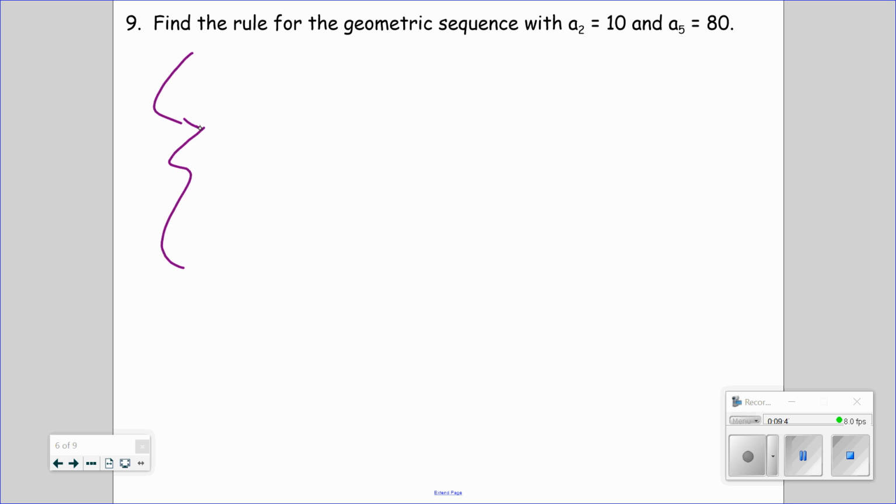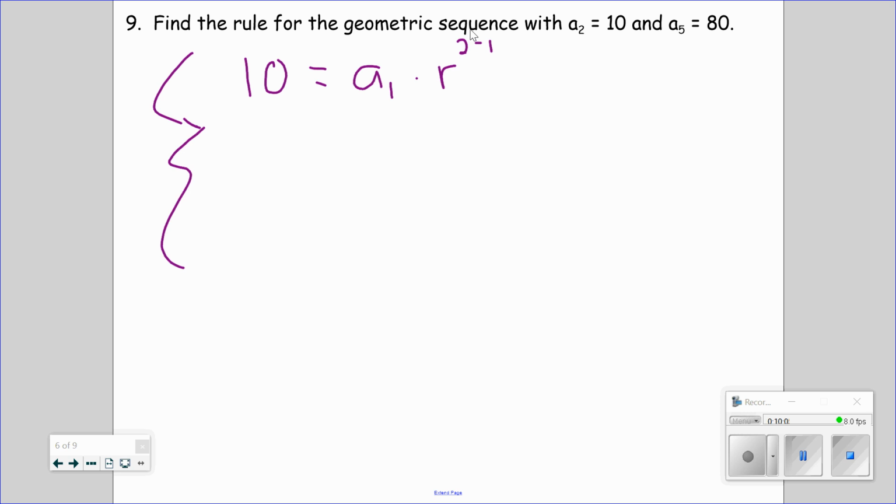In the first system, we know that 10 is a term. We know 10 is the second term. We don't know A1 or R, but I could put that 2 in for n. That's my equation for my first. That goes along with A2 equals 10.